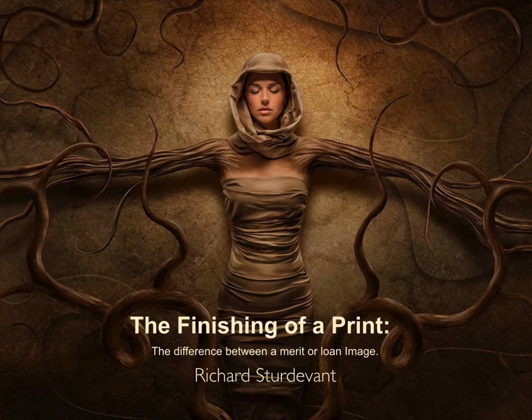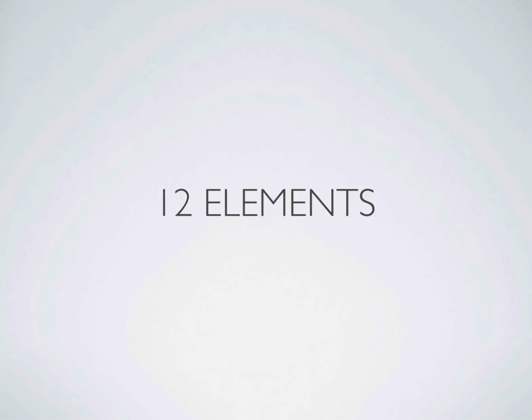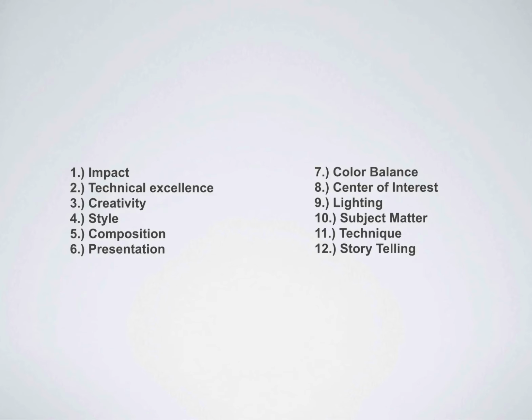So I just want to talk to you about my thoughts on it, and about the 12 elements of print competition. PPA has these on their site, and you can go and look at those. Here are the 12 elements, and most of you should know these if you're competing. One is impact, two, technical excellence, creativity, style, composition, presentation, color balance, center of interest, lighting, subject matter, technique, and storytelling. Now, those are not in the order that they should come. It's just the way they've got these.